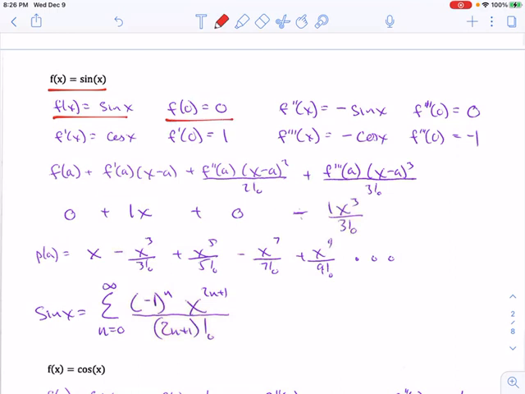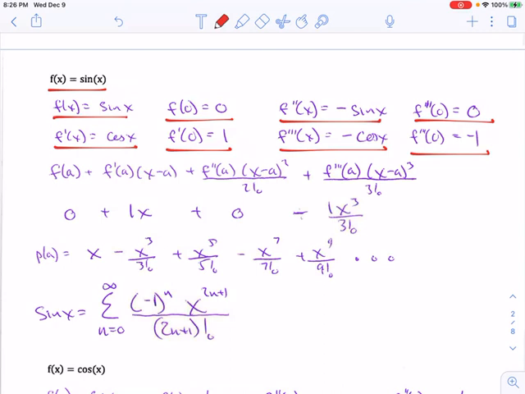The sine of 0 is 0. f prime of x is cosine. Evaluating at 0, we get 1. The second derivative is negative sine of x. Evaluating that at 0, we get 0. The third derivative is negative cosine. Evaluating at 0, we get negative 1.